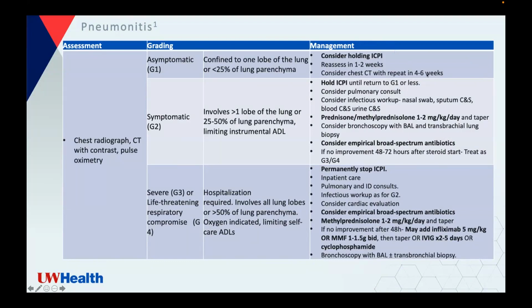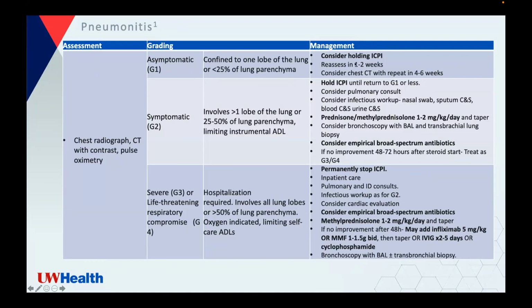And for symptomatic cases, we want to hold the ICPI until return to G1 or less. And then start higher dose steroids, prednisone or methylpred, 1 to 2 mg per kg per day, and taper. We can consider empirical broad spectrum antibiotics until we identify the root cause of the pneumonitis, especially in these more severe symptomatic cases.